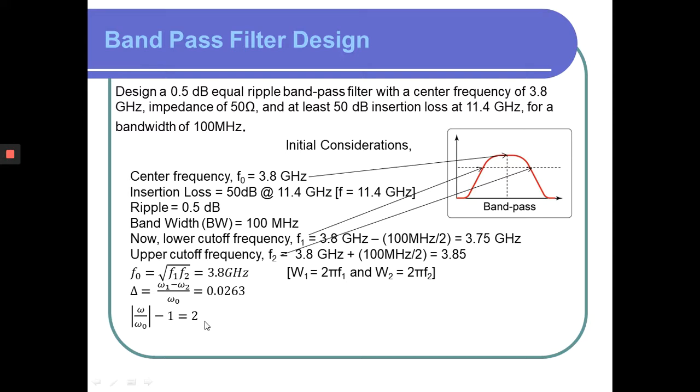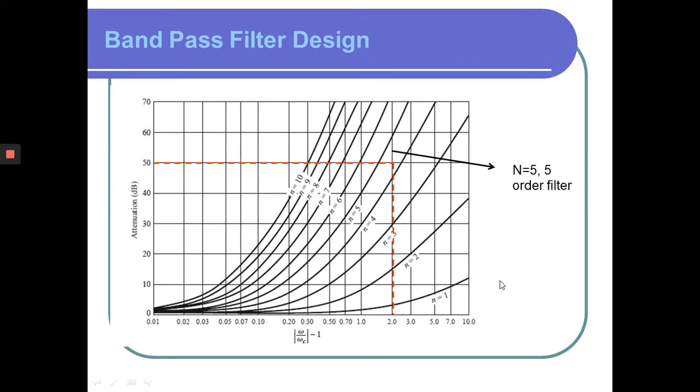In similar fashion, we're going to do the order checking, to see what order we have. So we're going to use this frequency here, twice pi of this frequency, and then twice pi f naught of this frequency here, to find out that this is 2. So if this is 2 and we have 50 dB, so from 0.5 dB equal ripple, we need to find out what our order is.